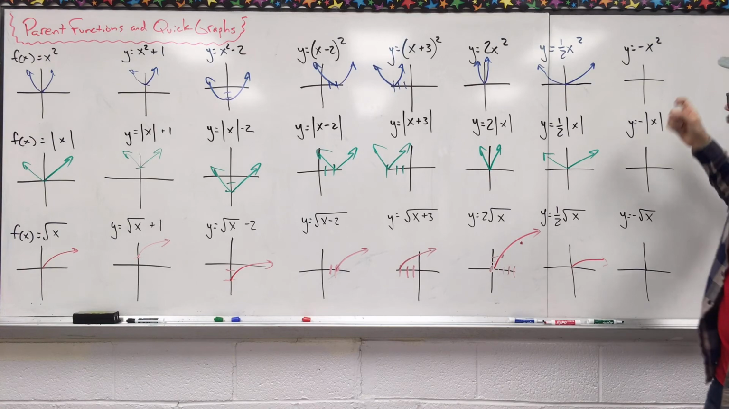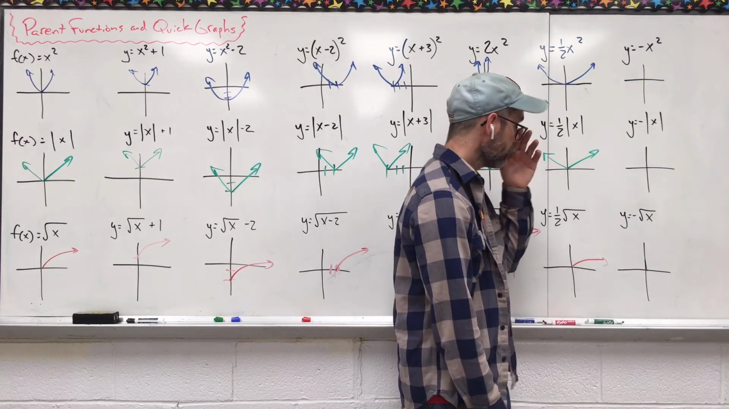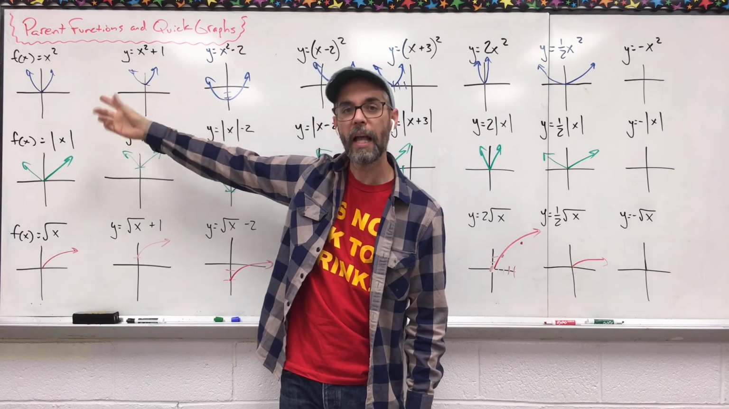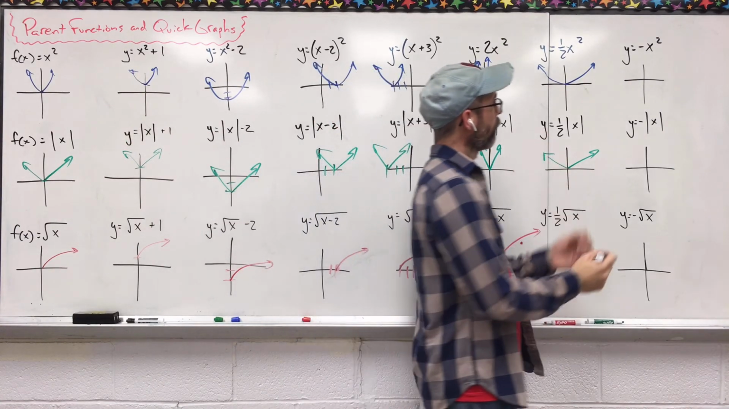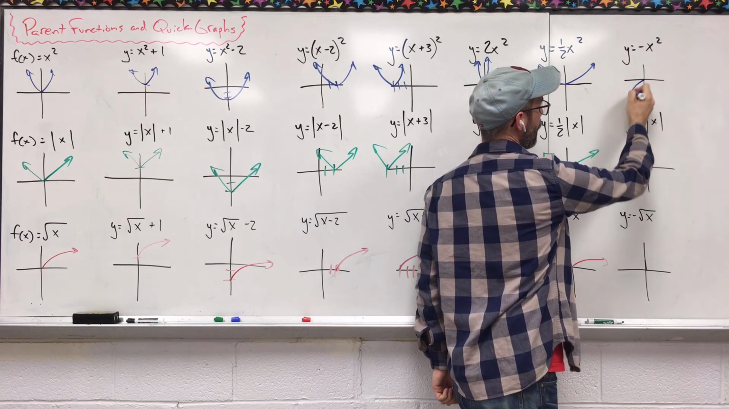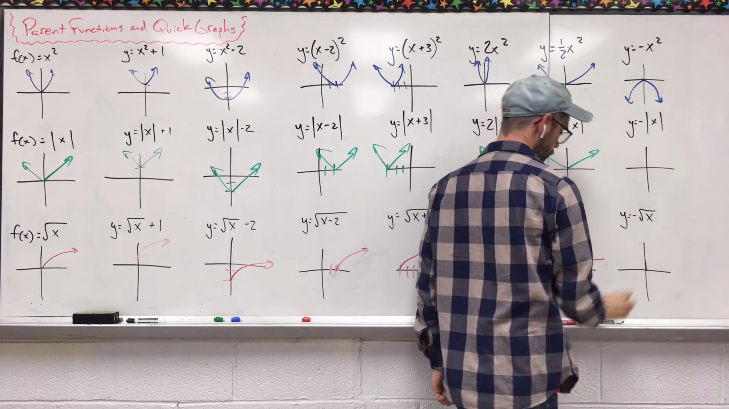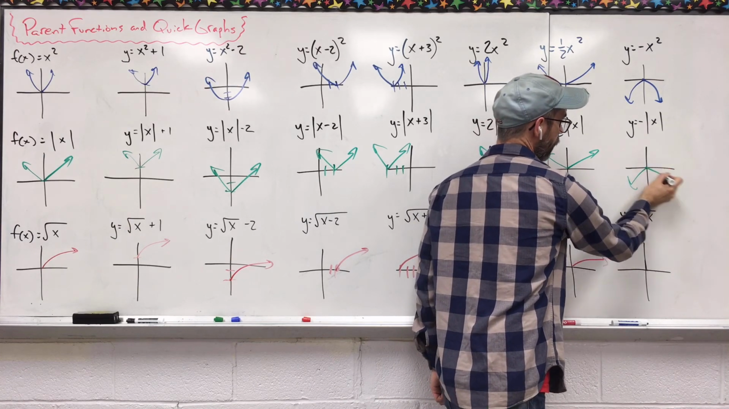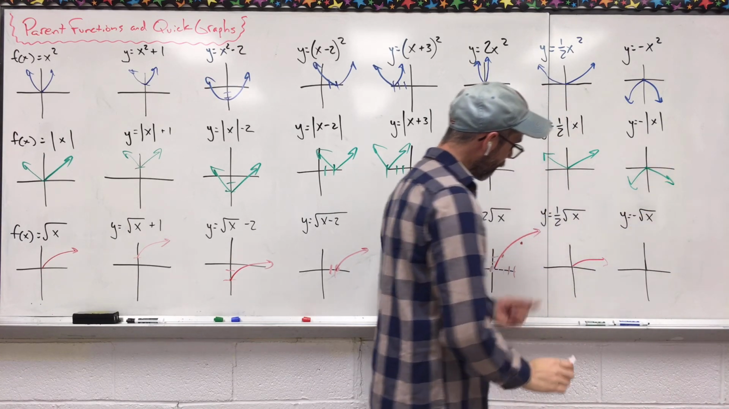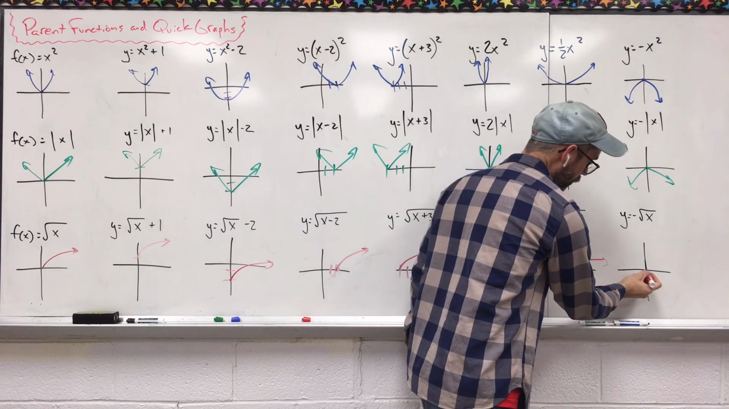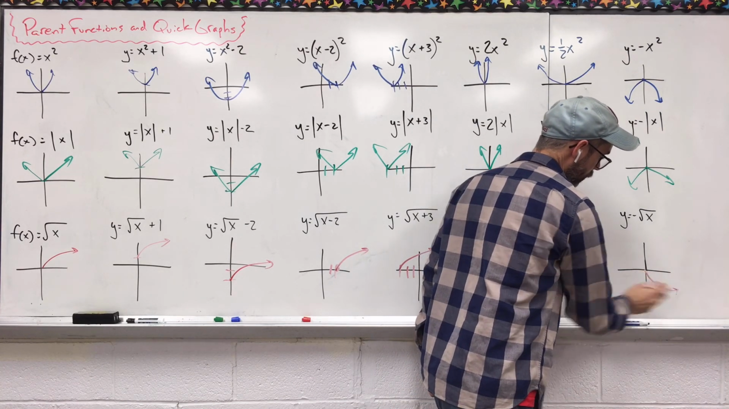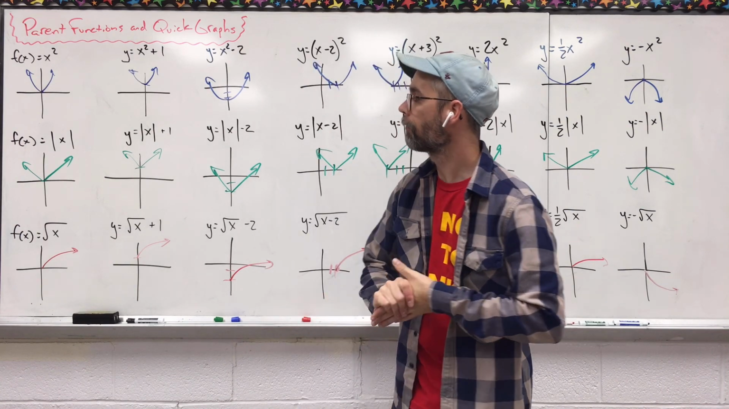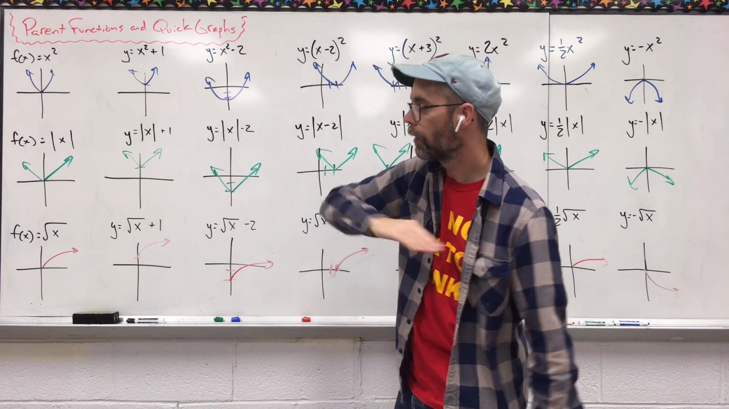Then the very last one, we have negatives. So when you have a negative, basically we're going to the very, very front, this parent function, flip everything. So we have a parabola that now opens down. We have a V that opens down. And we have this half a sideways parabola that opens down. And that is parent functions and quick graphs with quadratics, absolute value, and square roots.